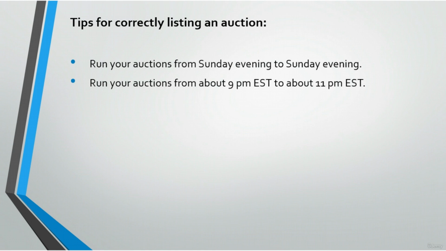You also want to run your auctions from about 9 p.m. Eastern Standard Time to about 11 p.m. Eastern Standard Time. This allows the entire country to potentially see your auctions closing. Okay? And that's important. You want to be within that window of time. If I'm on the West Coast, in California, sometime between 6 p.m. and 9 p.m. is ideal. And therefore, on the East Coast, it would be that your auctions close between 9 p.m. and 11 p.m. Eastern Time.